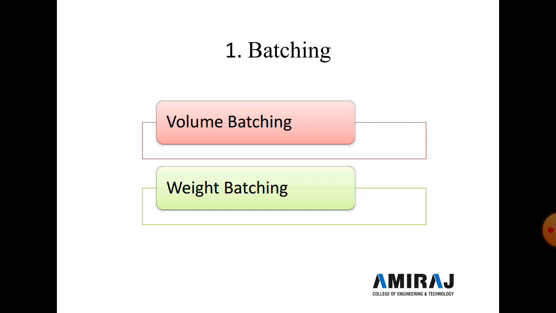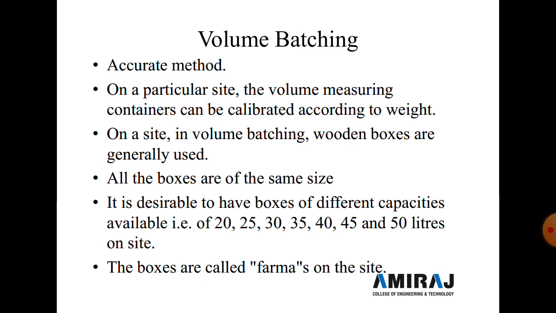So first we take up batching. Batching is nothing but a mixture of the cement, sand and aggregate as per the ratio. Here, as per the ratio or as per the grade, we mix the materials by volume or by weight. So batching is divided into two parts, volume batching and weight batching. So what is weight batching and what is volume batching?